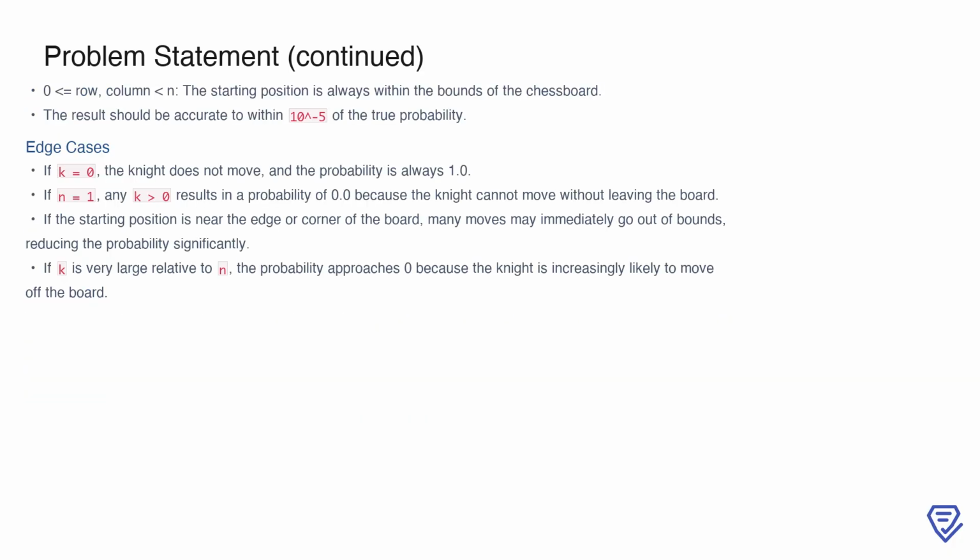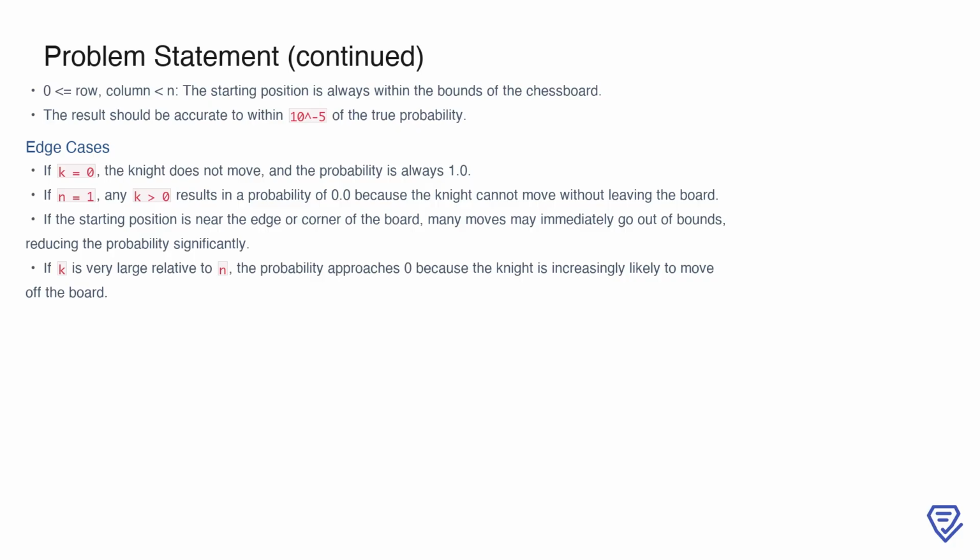To summarize, the problem imposes some important constraints. The chessboard size, n, ranges from 1 to 25, ensuring that the board is always manageable. The number of moves, k, can be as high as 100, which means we need an efficient way to calculate the result. The starting position is always valid, as it lies within the bounds of the board. Additionally, the probability result must be accurate to within 10 to the power of -5 of the true value.